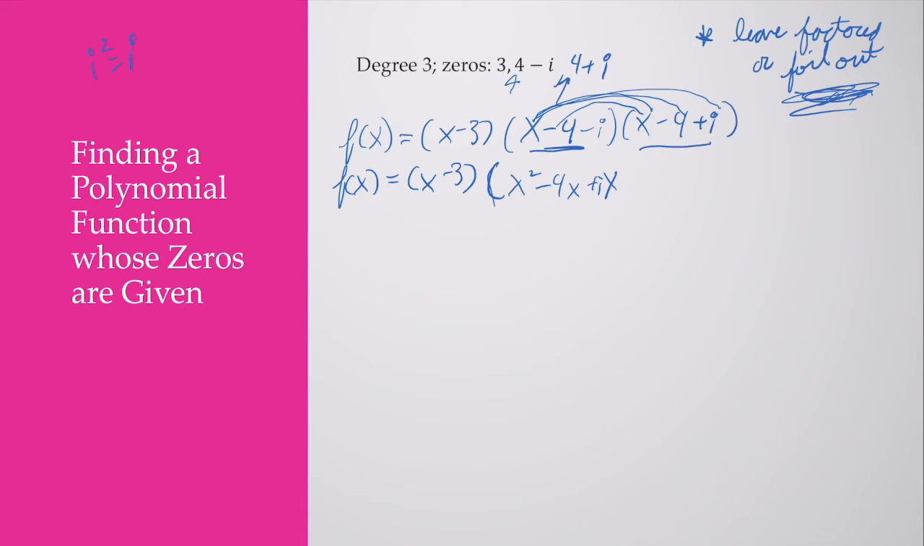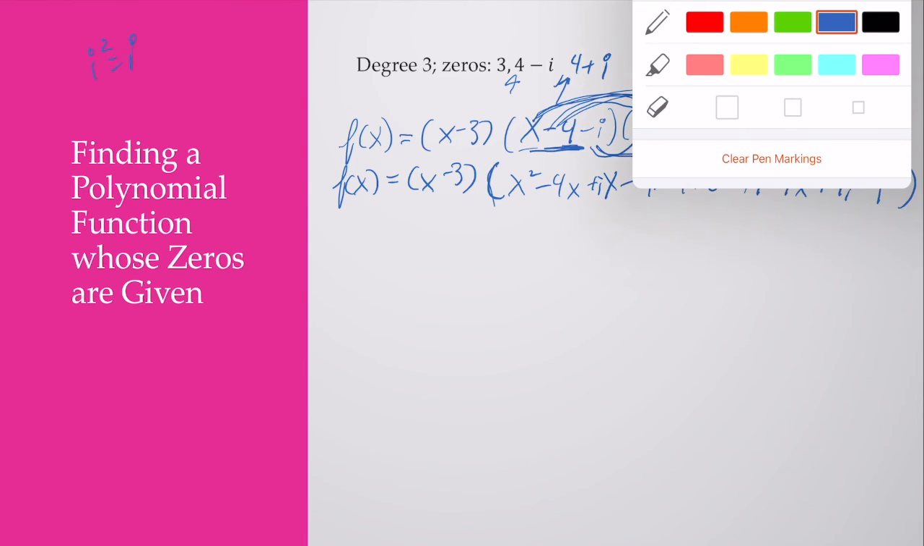Then I have minus 4x. A negative 4 times a negative 4 is a positive 16. Minus 4i. So now I've just distributed the x and the 4. I have to distribute the i. So now I have minus ix, minus negative 4i becomes a positive 4i, and then negative i times negative i is negative i squared.